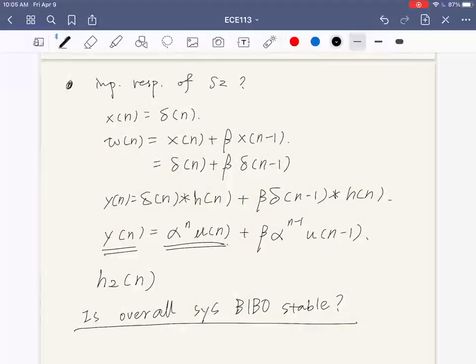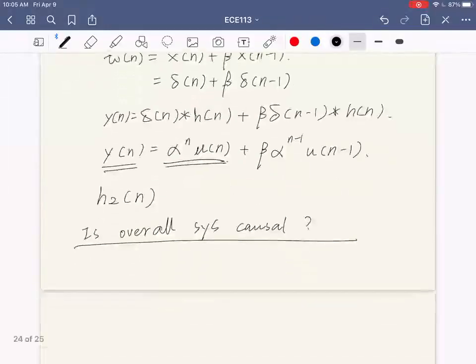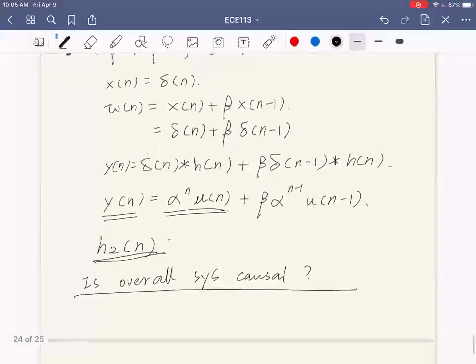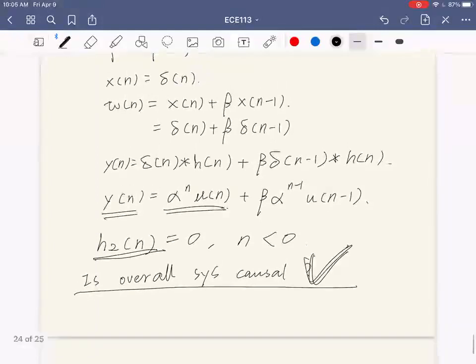All right, I copied the wrong question. So is it causal? Sorry, I stayed up too late yesterday and my brain is just not functioning. Because the h of n of the whole system is 0 when n is smaller than 0, the overall system is causal. Great. All right.